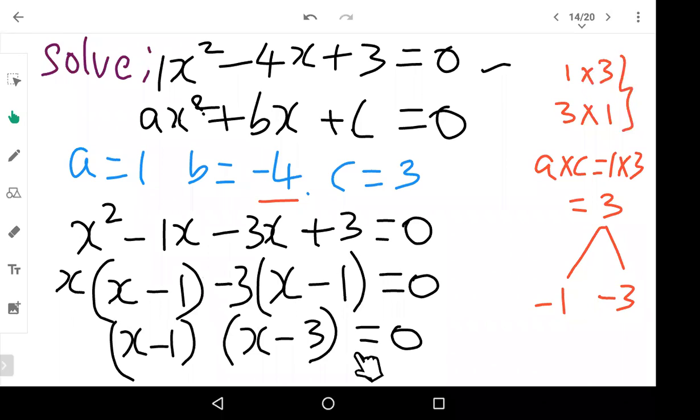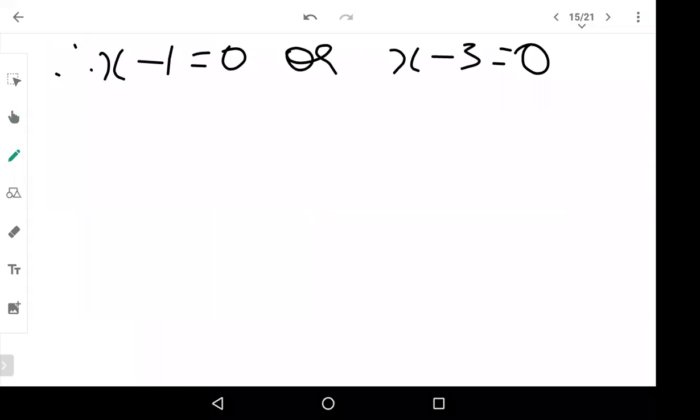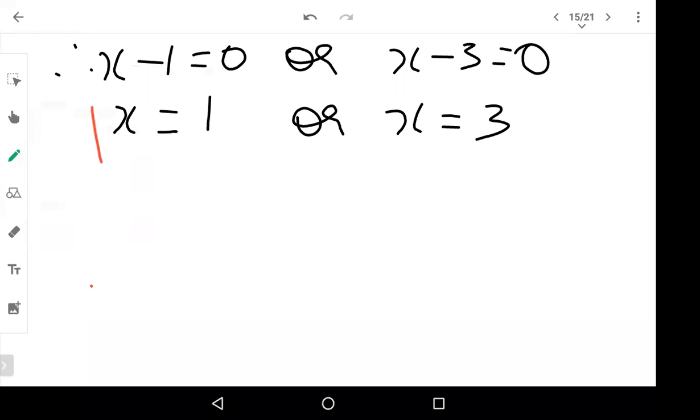Now, after this, we are going to equate each of these expressions with 0. So x minus 1 is equal to 0, correct Lakshmi, and x minus 3 is equal to 0. When I equate them with 0, I will be able to derive the values of x. So therefore, x minus 1 is equal to 0 or x minus 3 is equal to 0. So x is equal to 1 or x is equal to 3. So this will be the final answer.